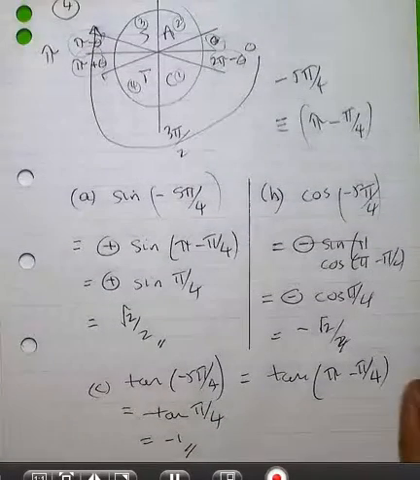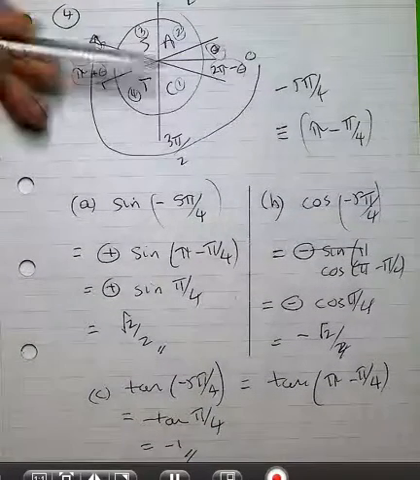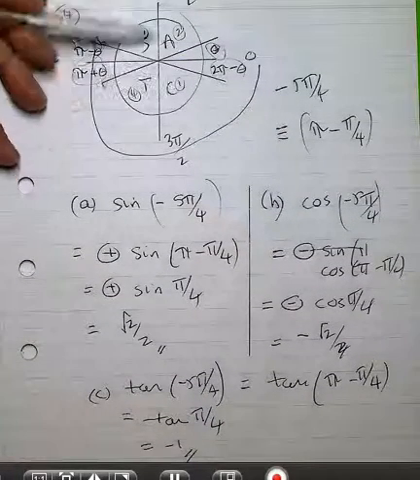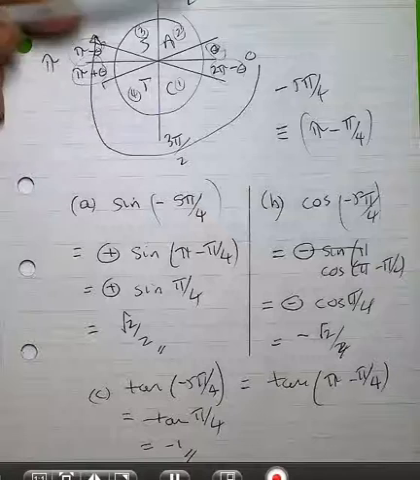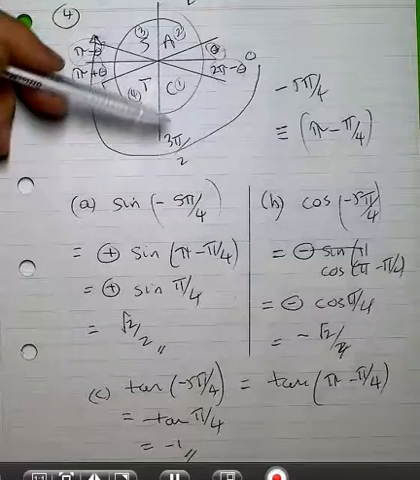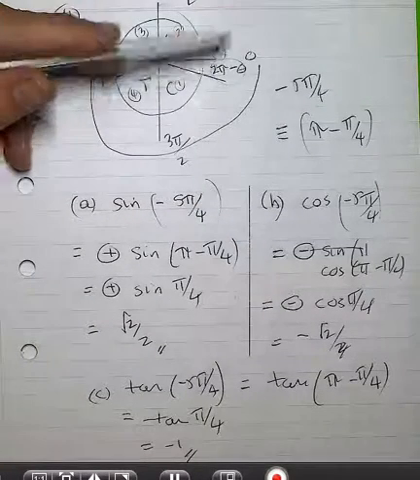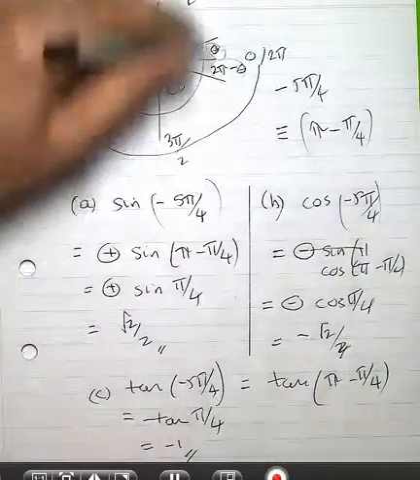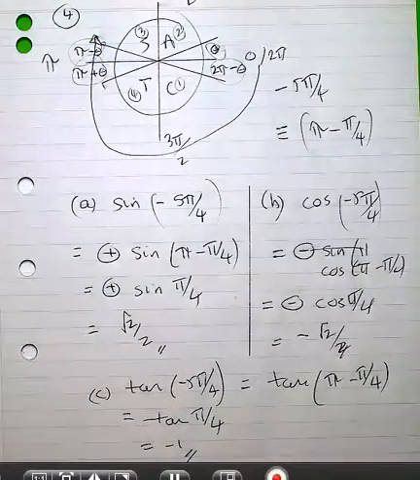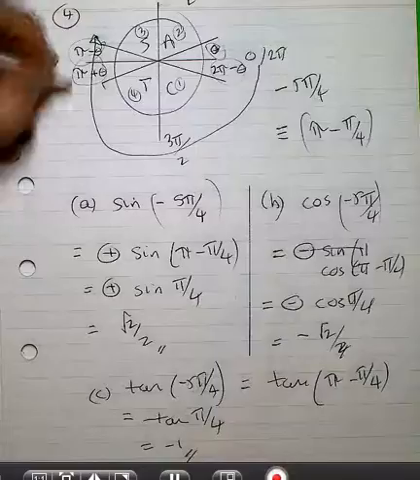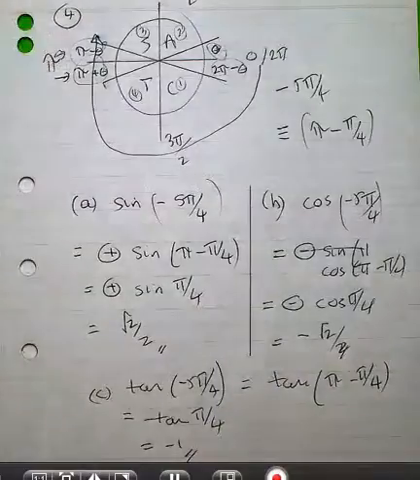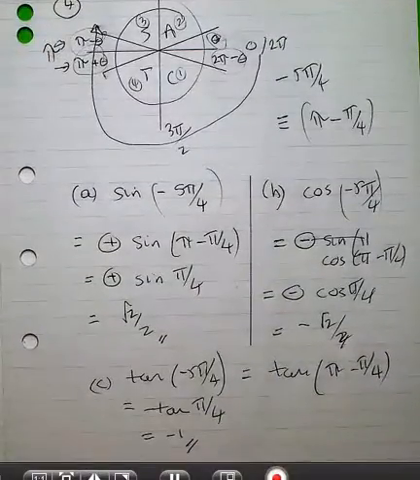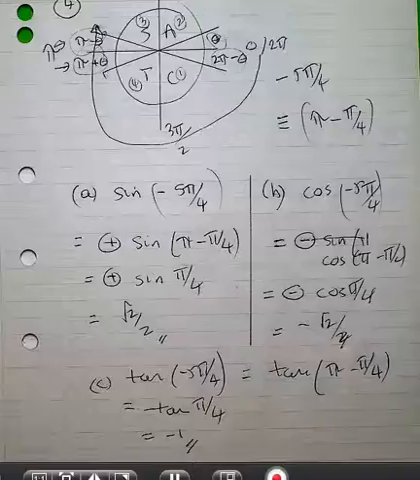Very important that you've got a good handle on the CAST diagram. Your radian measures 0, pi on 2, pi, 3 pi on 2, and 2 pi, and don't be afraid to work back or forwards more than one revolution. Always relate to the ratios as you go, and always relate to the symmetry properties.